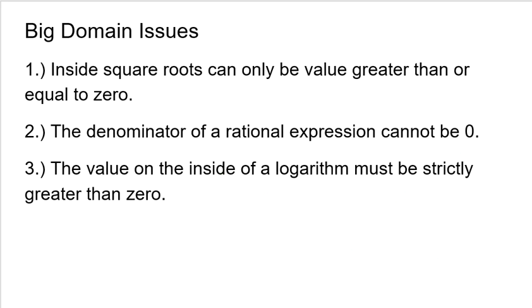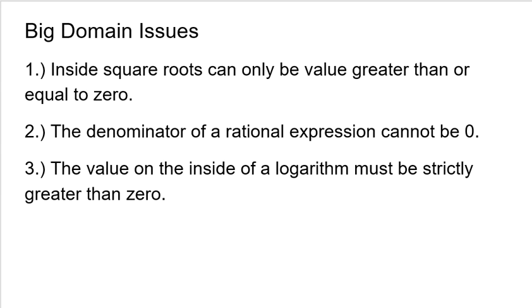All right, so there are 3 big domain issues that you need to be aware of, things to think about when you're looking at a function. Number 1 is square roots. When you see a square root, you're only allowed to have values greater than or equal to 0 inside of that square root. You cannot have negative numbers in a square root. They are not in the domain.